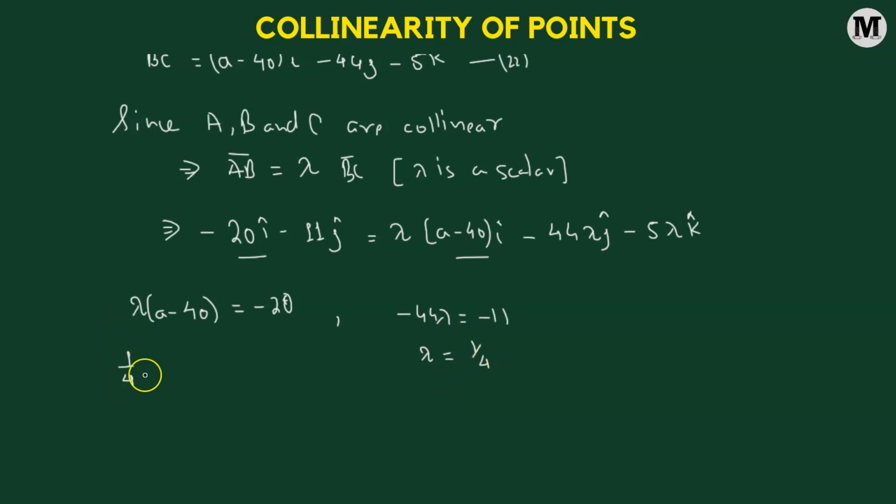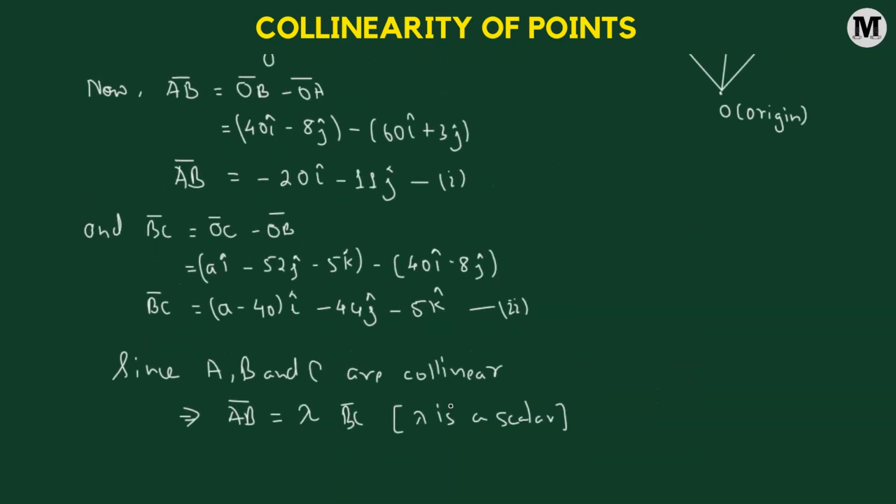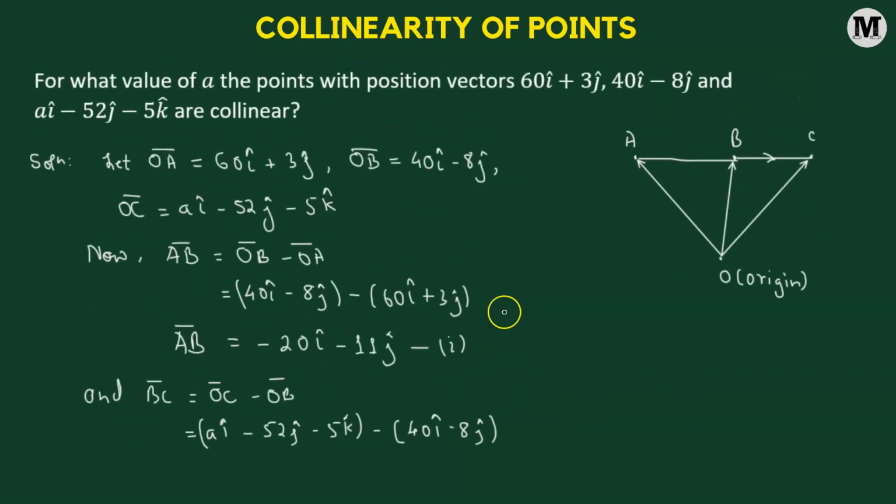So we have 1 over 4 multiplied by a minus 40 equals negative 20. That gives us a minus 40 equals negative 80, which gives the value of a as 40 minus 80, that means negative 40. So now we have the value of a: a comes out to be negative 40, such that the points having these 3 position vectors are collinear in nature.